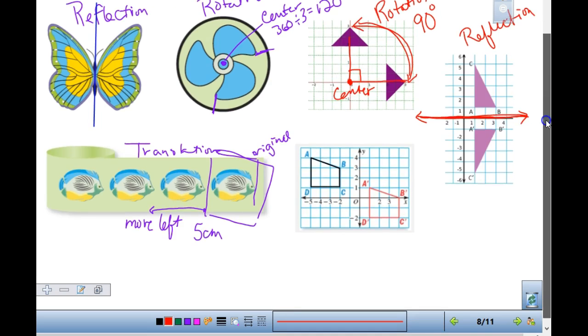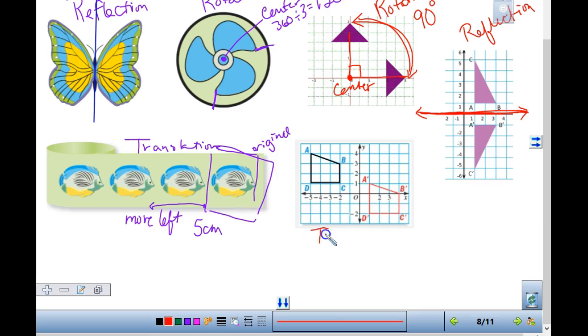The last one that we are looking at is our translation. That's a slide. And I want you to picture, how did you move point B? How many places did you move it over? We move it how far to the right? 6. So we're going to move it 6 units to the right. And then how far did we move it down? 3. And down 3 units.